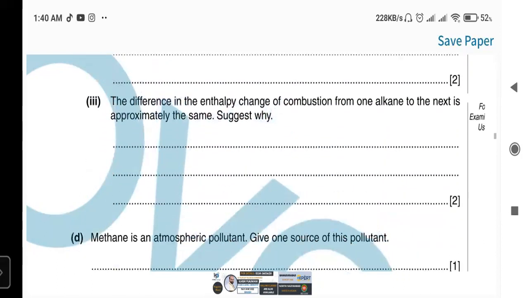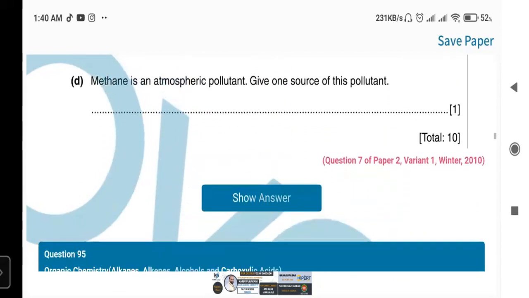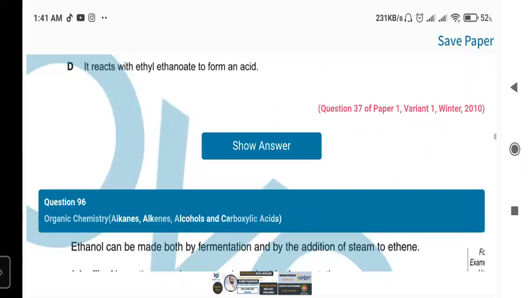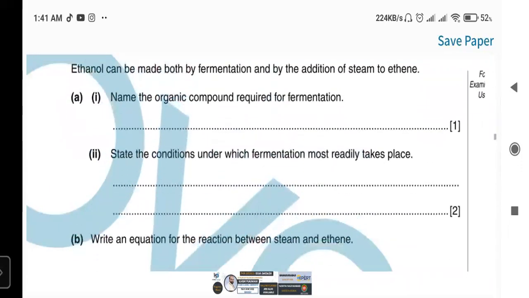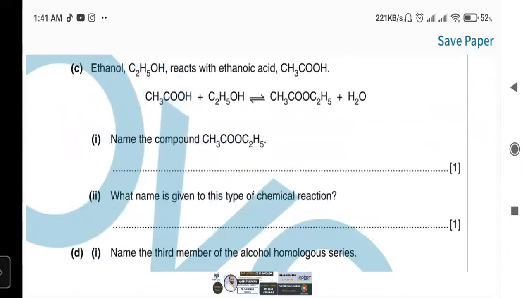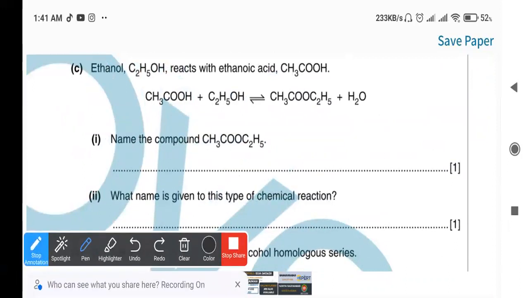Bond breaking, bond forming, it's easy. Methane is an atmospheric pollutant. Give one source of this pollutant. It may be the decomposition of dead living materials, and also crude oil, organic compounds, fermentation. So basically, look, the same type of questions are appearing again and again.